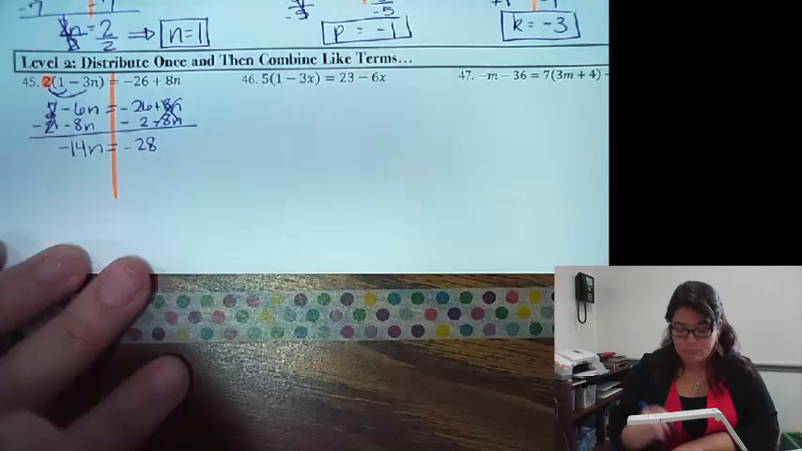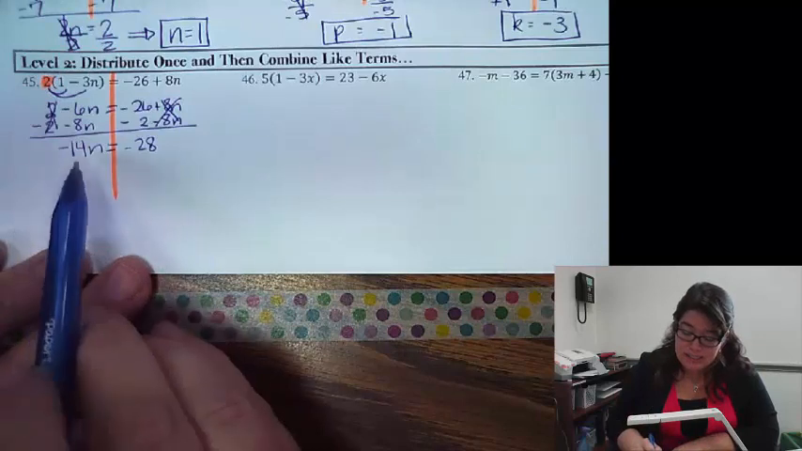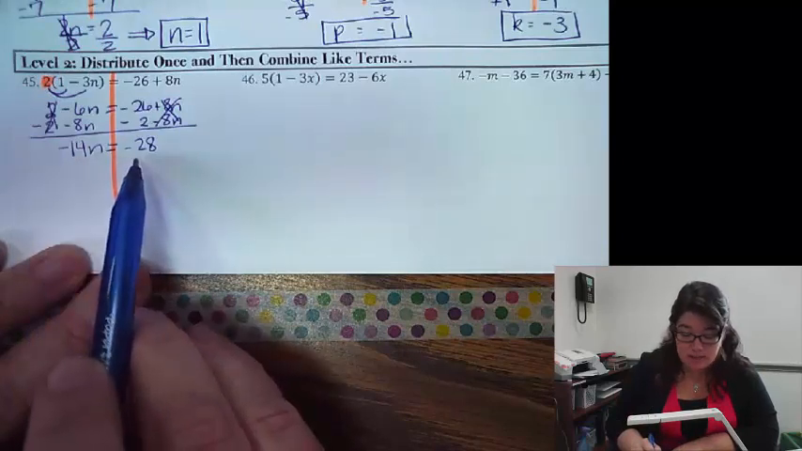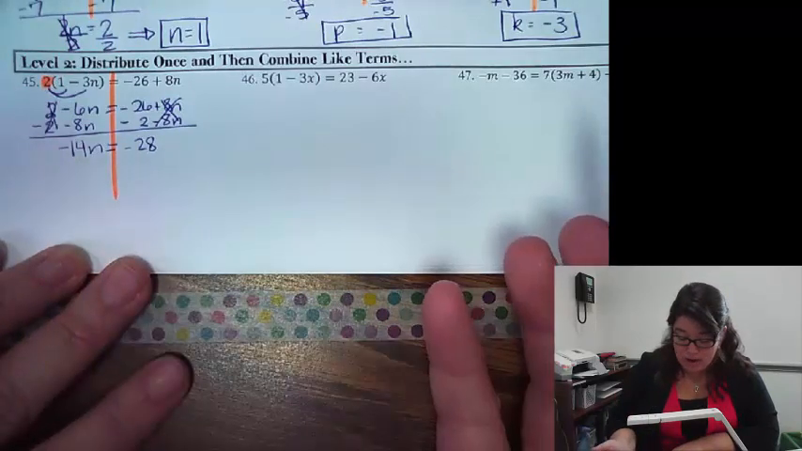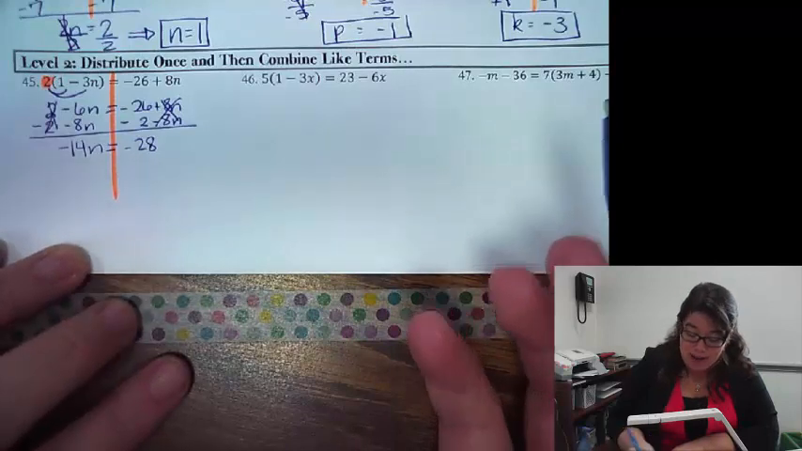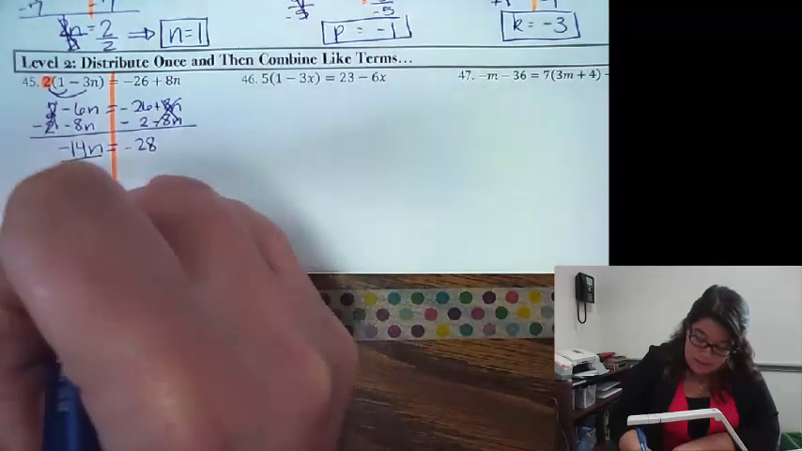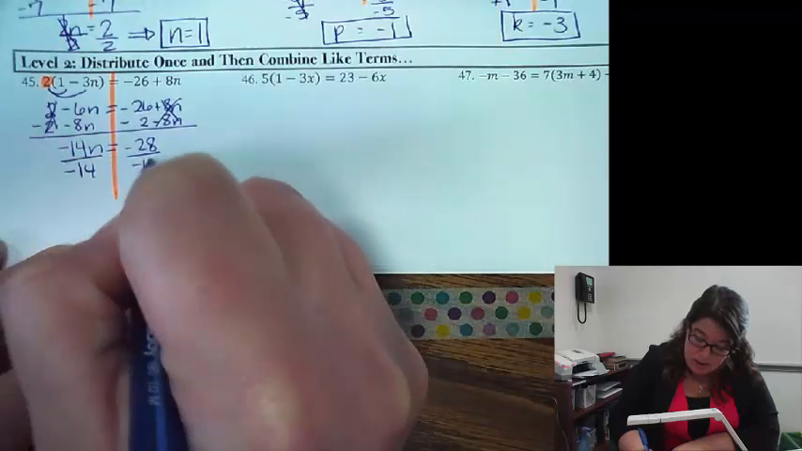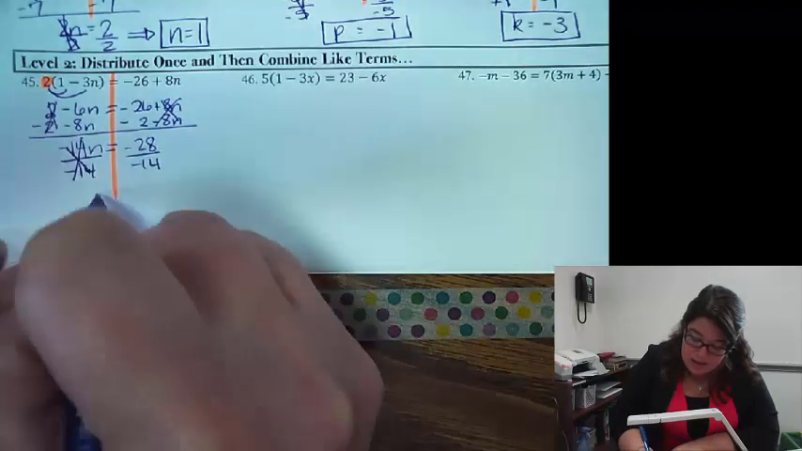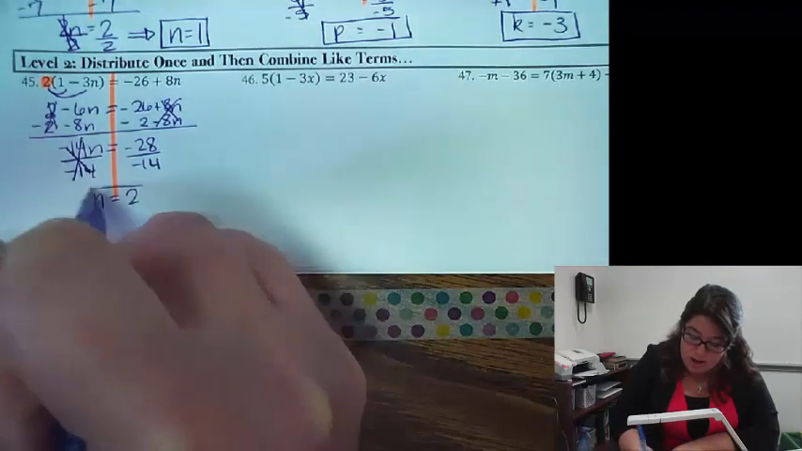Now, so get your variables here, put your constants there, do the inverse operation just to keep things fair. Subtract and add first, we don't have to do. Then it's time to divide. Divide by negative 14, divide by negative 14. Bam, bam, they cancel, and n equals 2.